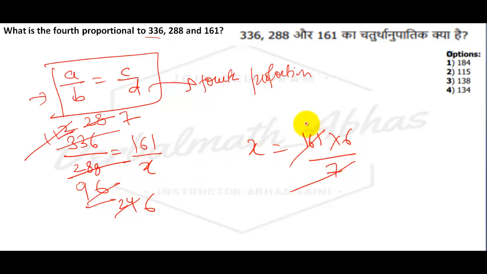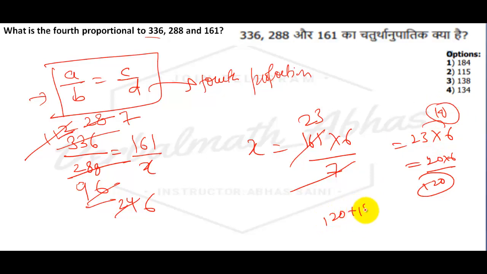Just cut it again by 7: 2 and 3. So 23 into 6 is your answer. 23 into 6 means 20 into 6 is 120 and 3 into 6 is 18. So 120 plus 18 means 138 is your answer.